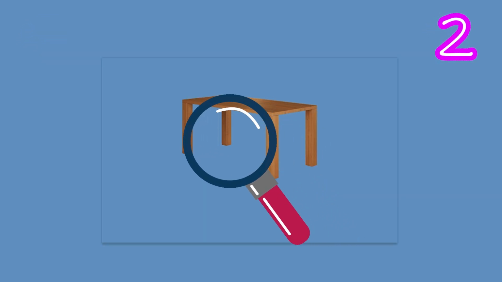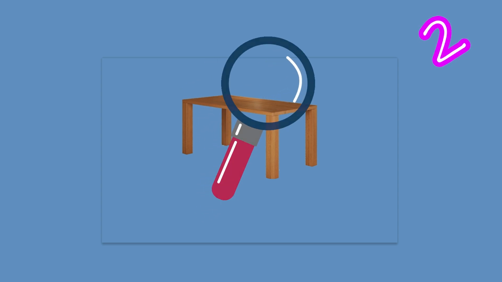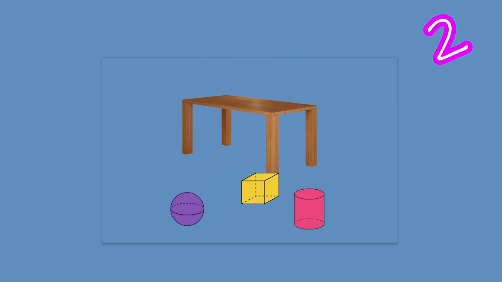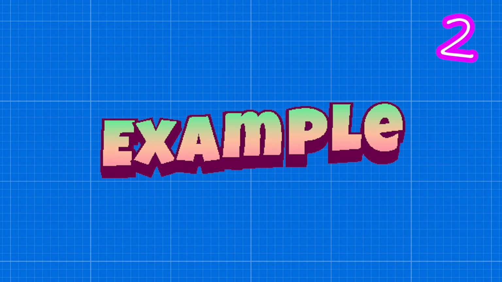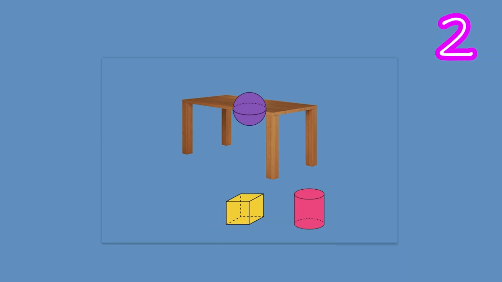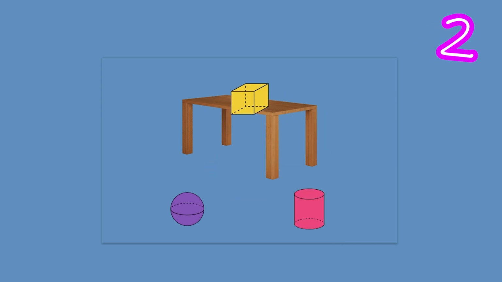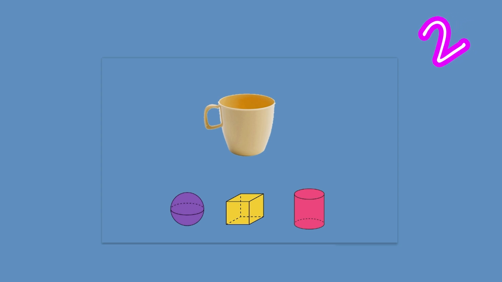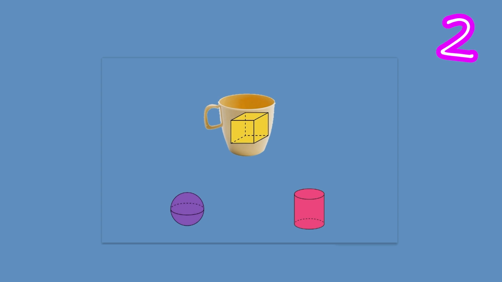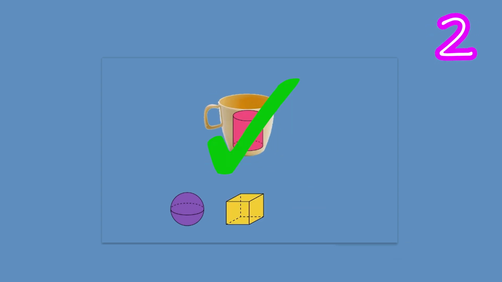2. Work out the fundamental shape of the object. There are only 3. Example, is this table made of a circle, a cylinder, or a square? Is this cup made from a circle, a square, or a cylinder?